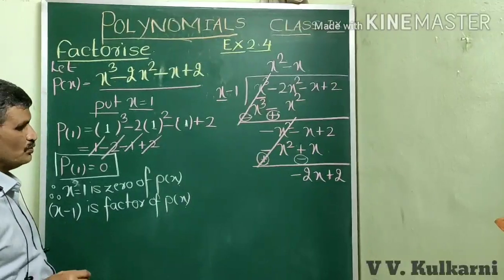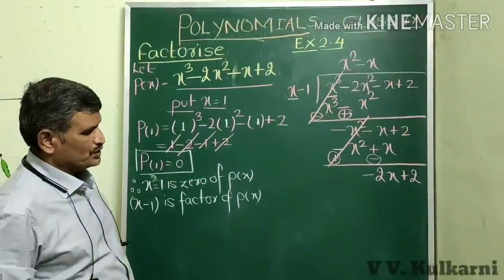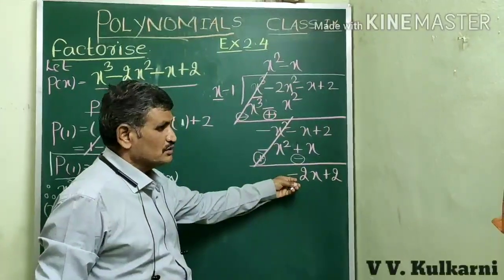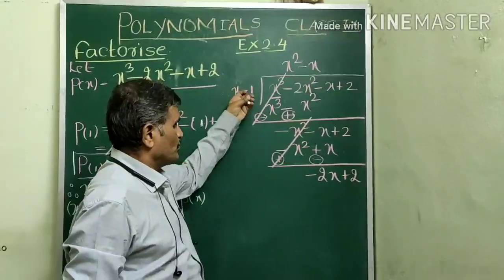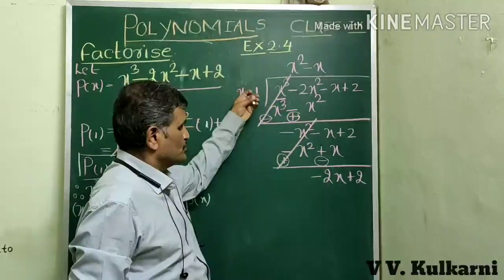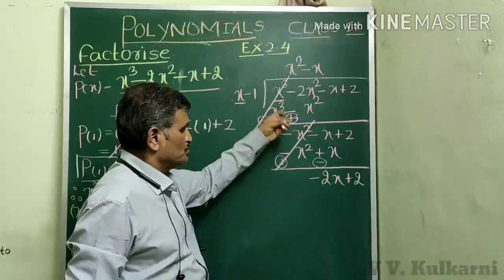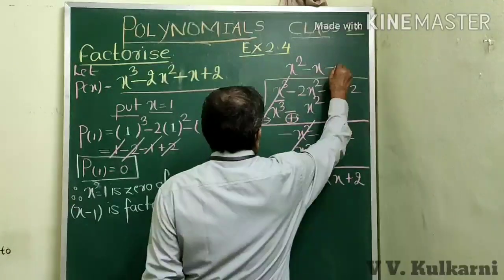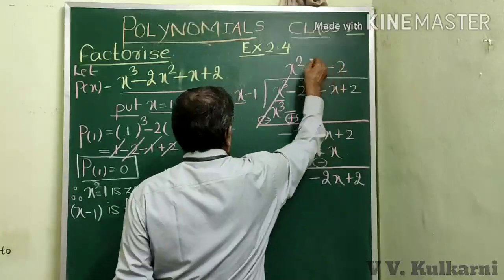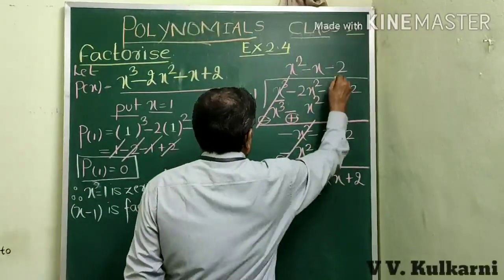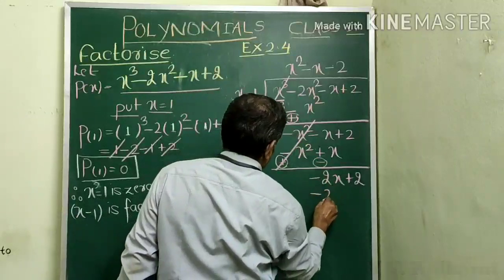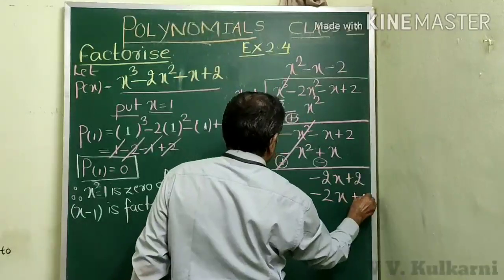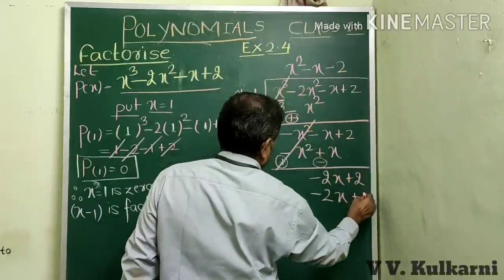Minus 2x plus 2. Again you have to compare the coefficients. Now here the coefficient of x is 1, here the coefficient of x is minus 1. So 1 into 2 is minus 2. So what I'll do here, I'll multiply by minus 2. If I do so, minus of plus is minus, 2 into x is 2x as it is, minus of minus is plus, and 2 into 1 is 2.